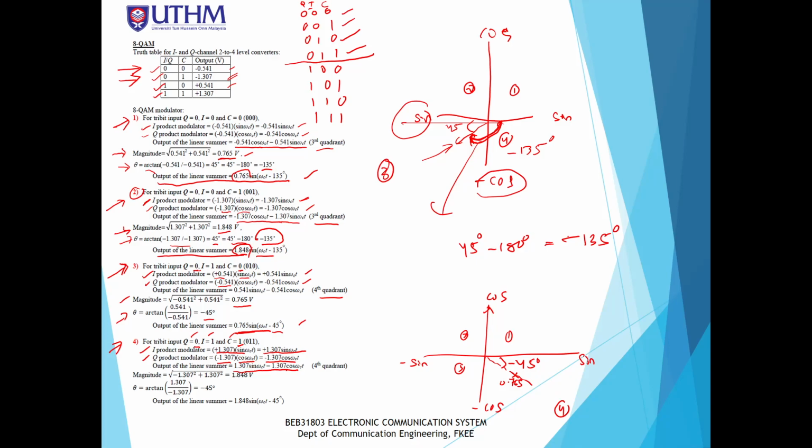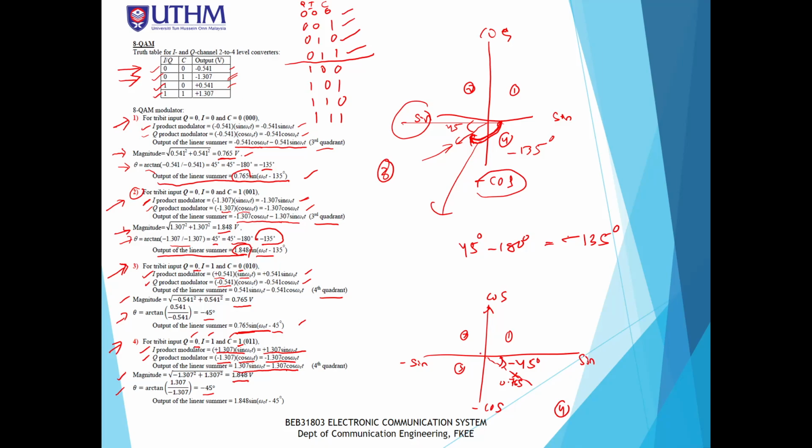Now I want to simplify the equation to become sine function only. So I need to find the magnitude. Square root of 1.307 squared plus 1.307 squared, I get 1.848. And then what about the phase? Theta would be arctangent of 1.307 over negative 1.307. So I get arctangent of minus 1, so you get minus 45 degrees.